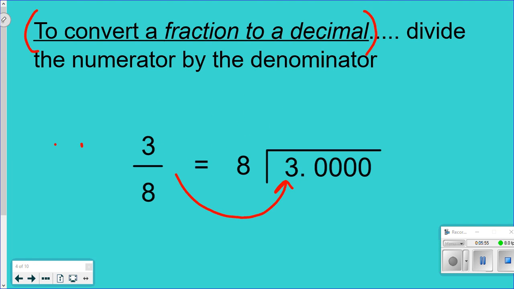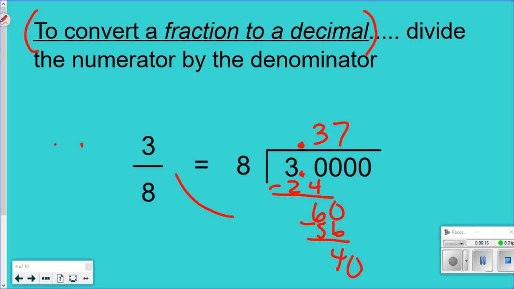Now let's think about it. 8 doesn't go into 3, so I'm going to add a decimal point and a 0. I'm going to put my decimal point directly up on top. 8 goes into 30 3 times. Minus 24 gives me a 6. I'm going to bring my 0 down. 8 goes into 60 7 times. I get 56. 4, I'm going to bring a 0 down. 8 goes into 40 5 times. And that ends in a 0. So 3/8 is 0.375 as a decimal.